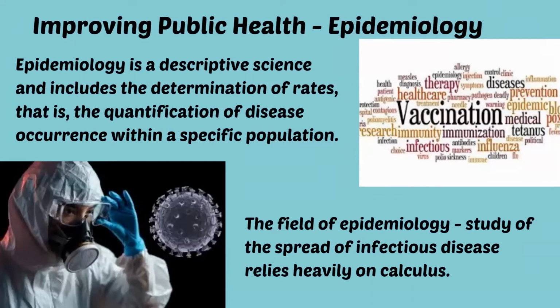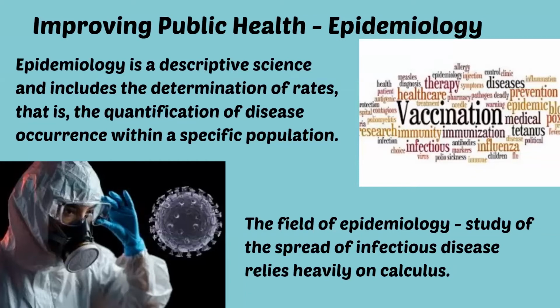So the first one here is what is called epidemiology. It's a particular science. We all know, in the current situation, we have all this COVID-19, all these risks. So this is a branch of science which includes the determination of rates, that is, quantification of disease occurrence within a specific population. So now we are making use of this particular thing called epidemiology. We need to calculate what the growth will be, or how much the spread will be. So what will happen? This is being done by what we call epidemiology.